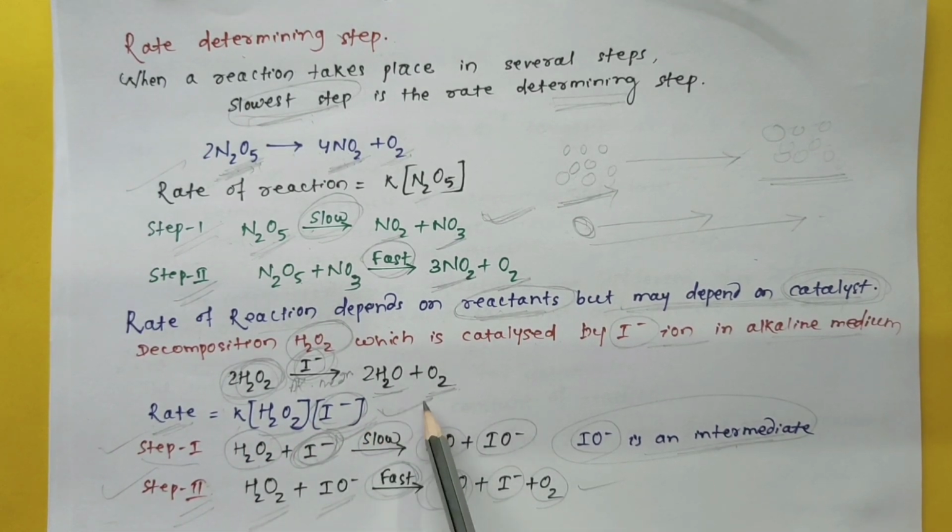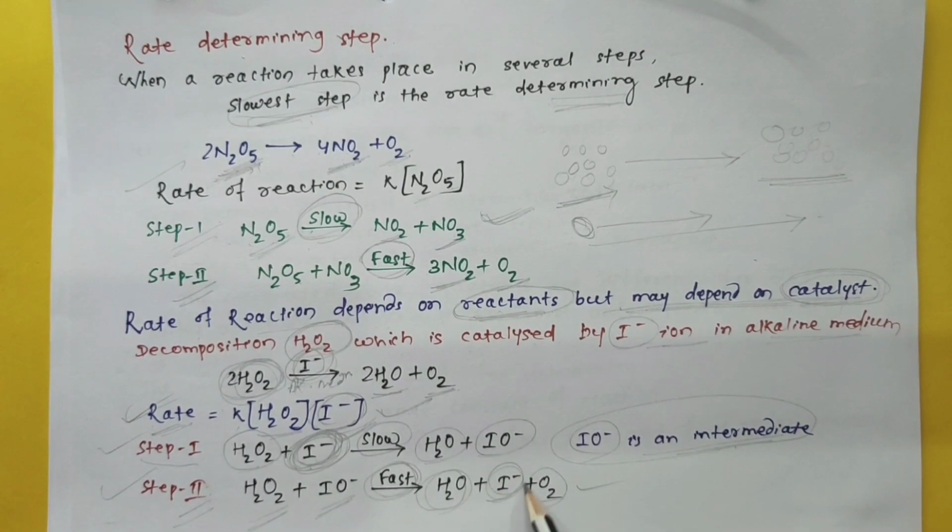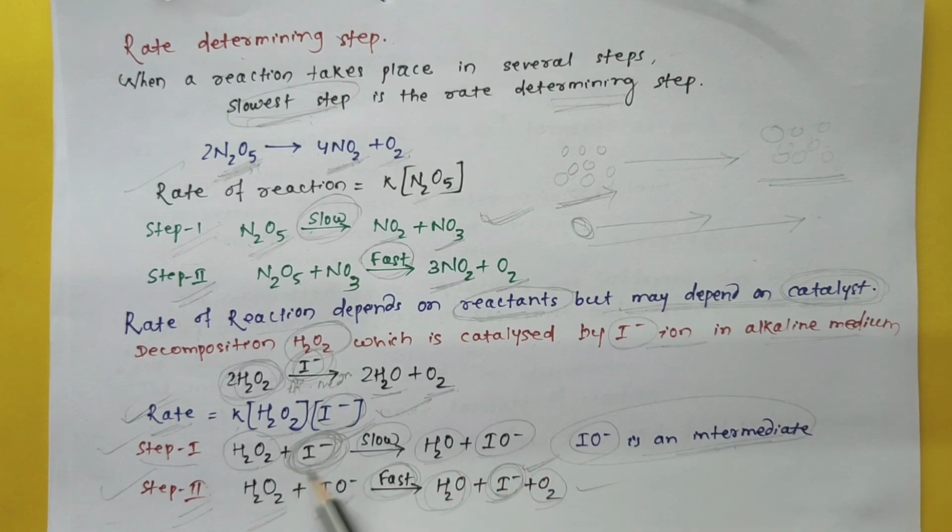So from this we understood that the catalyst, anything which catalyzes the reaction, also plays an important role in the rate of the reaction. Clear? So you see here, initially I minus took part and finally I minus was formed as a product. So I minus is not consumed in this entire reaction. Initially it was I minus and finally it was I minus, but it plays an important part in determining the rate of the reaction. Thank you for watching.